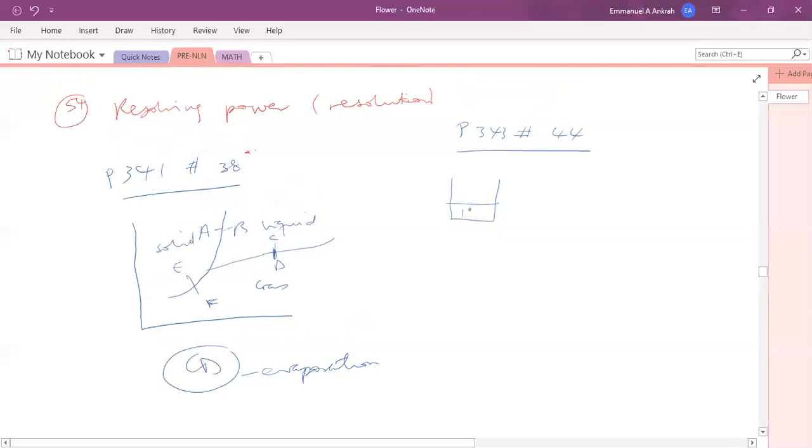So this one is 10 degrees Celsius. This one is 30 degrees Celsius. And this one is 50 degrees Celsius. And that one is 80 degrees Celsius. So make a good guess for this one. Which one would the vapor pressure be greatest?